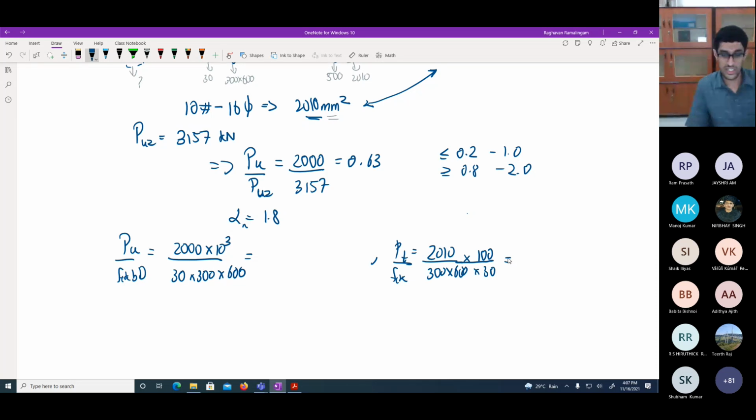These are two numbers that you will need for calculating MUX1 and MUY1: 0.37 and 0.037. Yes, sir. Okay. Alpha n is 1.7, not 1.8. 1.7, okay.